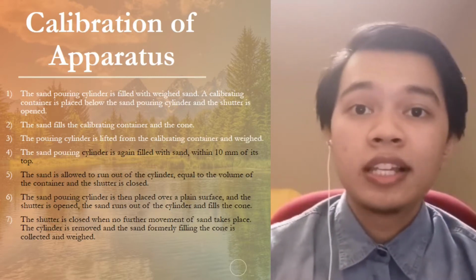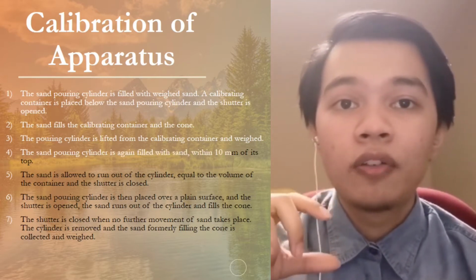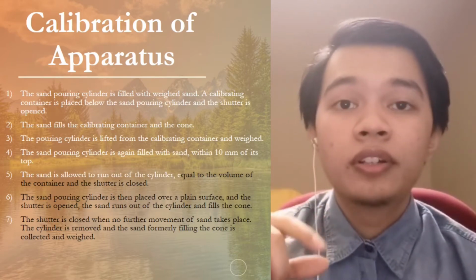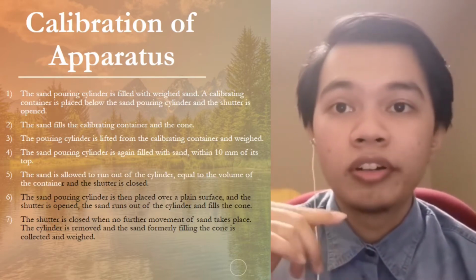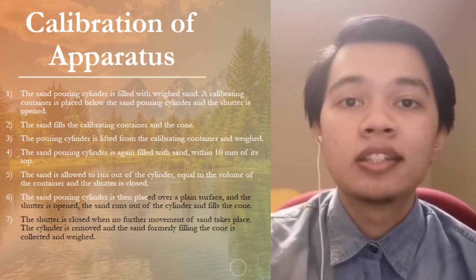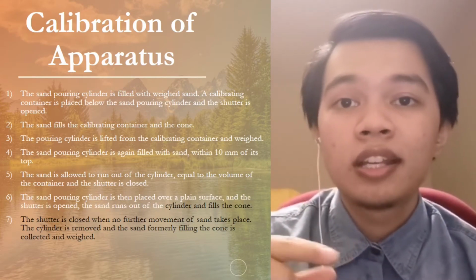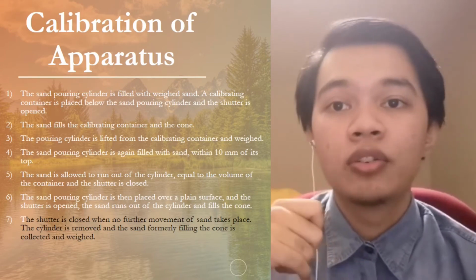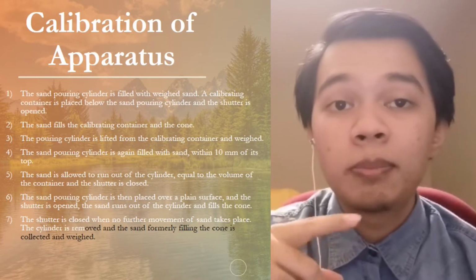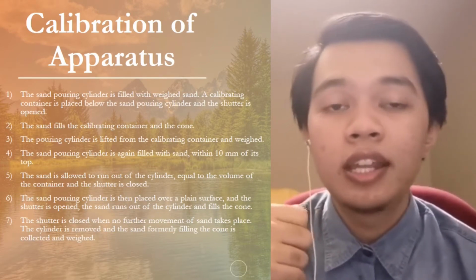Next, the sand pouring cylinder is again filled with sand to within 10 mm of its top. Next, the sand is allowed to run out of the cylinder, equal to the volume of the container, and the shutter is closed. Next, the sand pouring cylinder is placed over a plane surface and the shutter is opened, and the sand runs out of the cylinder and fills the cone. Next, the shutter is closed when no further movement of sand takes place. The cylinder is removed and the sand that formerly filled the cone is collected and weighed.